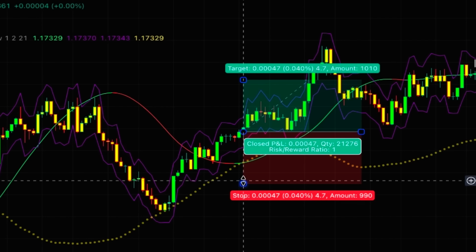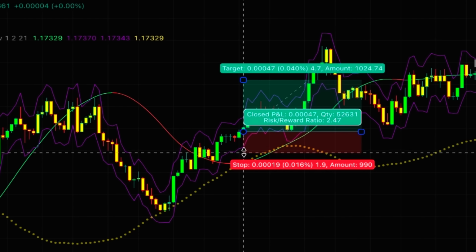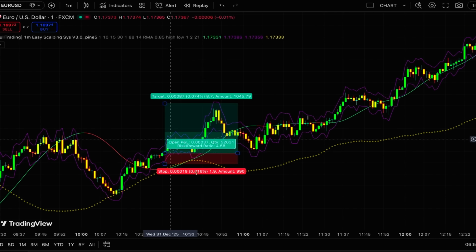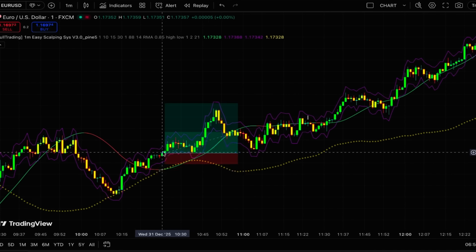For the stop loss, we set it below this purple line, which is ATR, and if you remember, I said that we use this for setting a stop loss and profit target at risk to reward ratio of 2, and you can see that it was a very profitable position entering here.